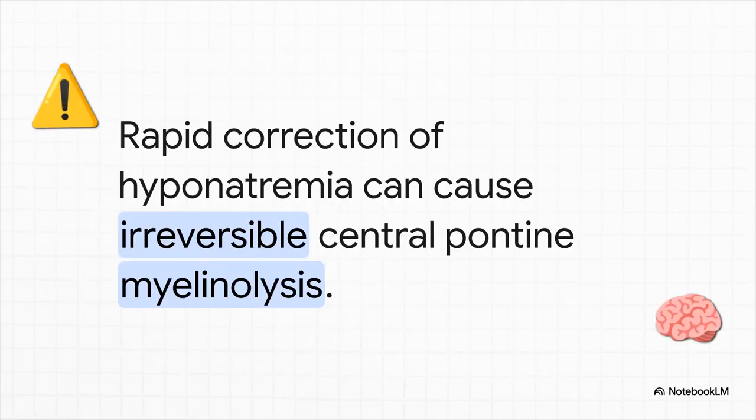Now listen up, because this is one of those clinical pearls that you absolutely cannot forget. You have to correct low sodium slowly. If you raise it too fast, you can cause a devastating, irreversible condition called central pontine myelinolysis. You're basically stripping the insulation off the neurons in the brainstem. Think about it. The brain adapted to the low sodium, and if you reverse it too violently, you cause catastrophic damage. Fixing the problem the wrong way is way worse than the problem itself.